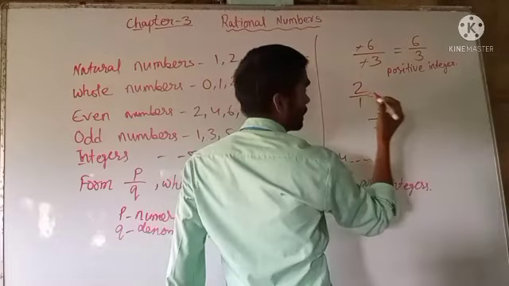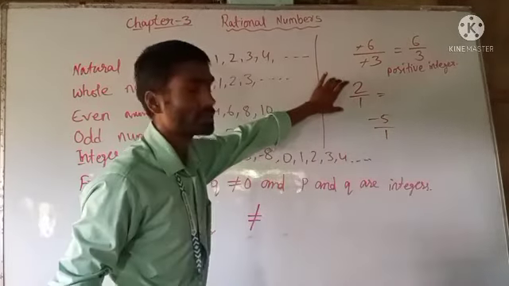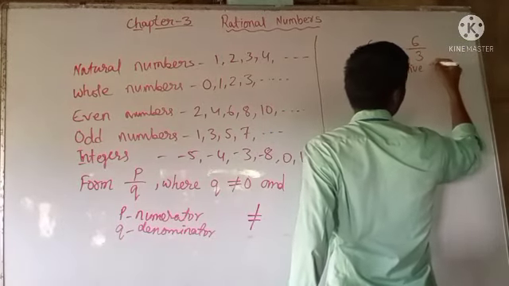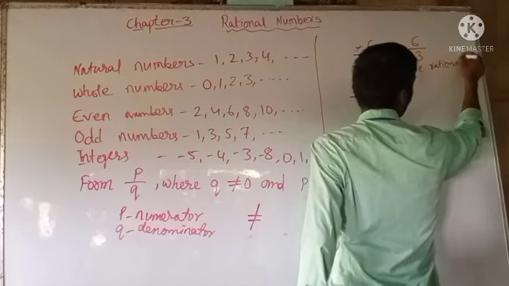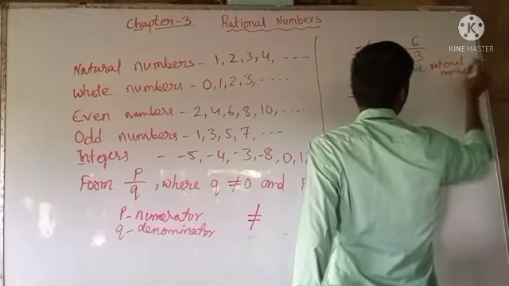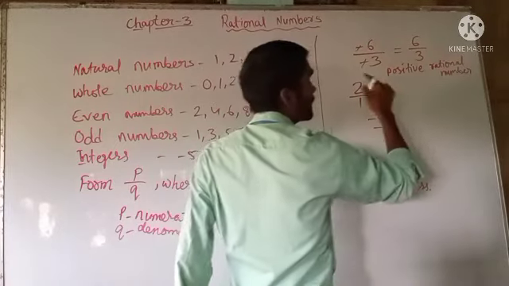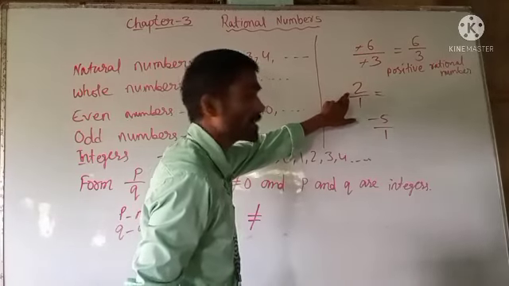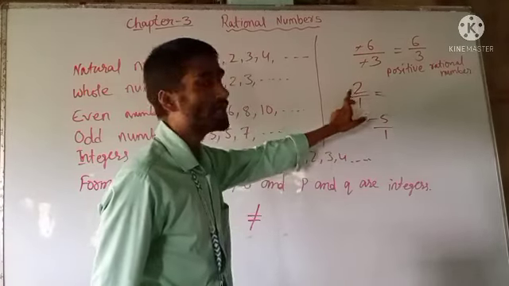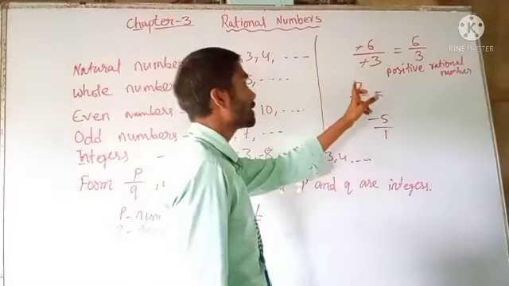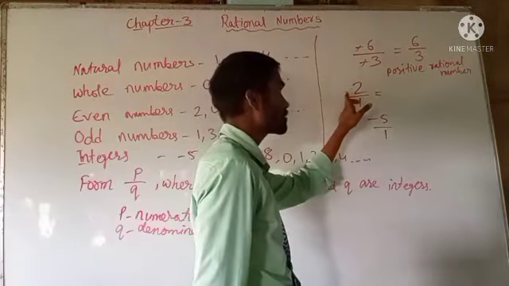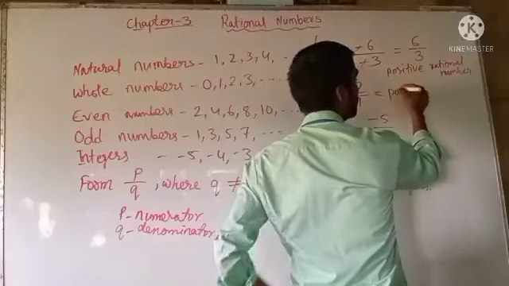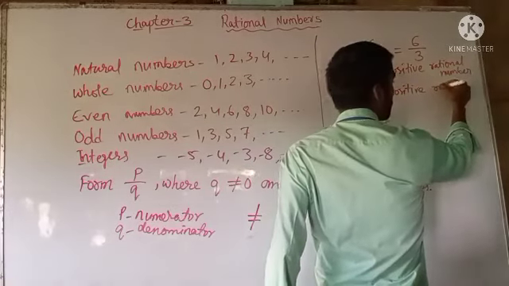Now here, 2 by 1, whether it is a positive rational number or a negative rational number. What is the sign of this 2? Here no sign is there. If there is no sign, you can assume that there is a plus sign. So the sign of 2 is plus, that means positive, and the sign of 1 is also plus, that means positive. So it is a positive rational number.